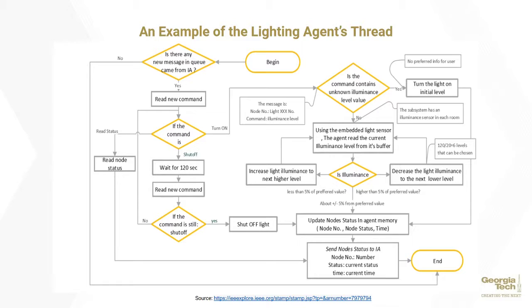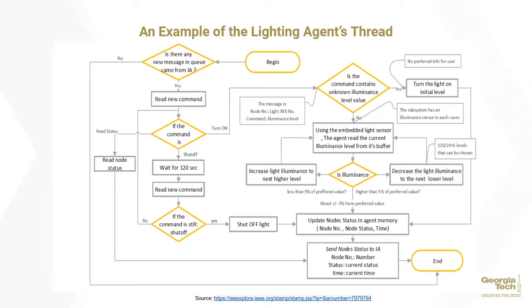It waits for a set amount of time, and then it reads the new command. If the command is still to shut off, it will then shut off the lights, update the node status in the agent memory, and update the butler with its new information. Then end the thread. If the command is not to shut off, it goes back and checks for the command again.